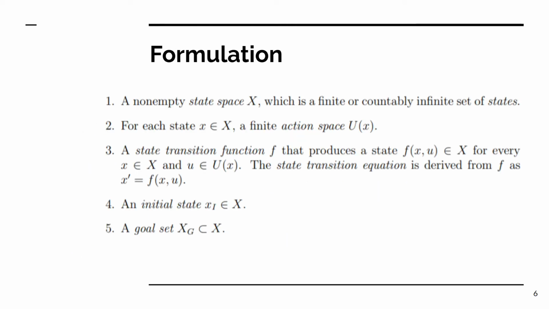Moving on to the formulation, we first initialize a non-empty state space X, that is the set of all possible states. Starting off with an initial state X of I and a goal state X of G, the state transition function is defined using which the entire graph is created. Over this graph, a possible search algorithm can work.